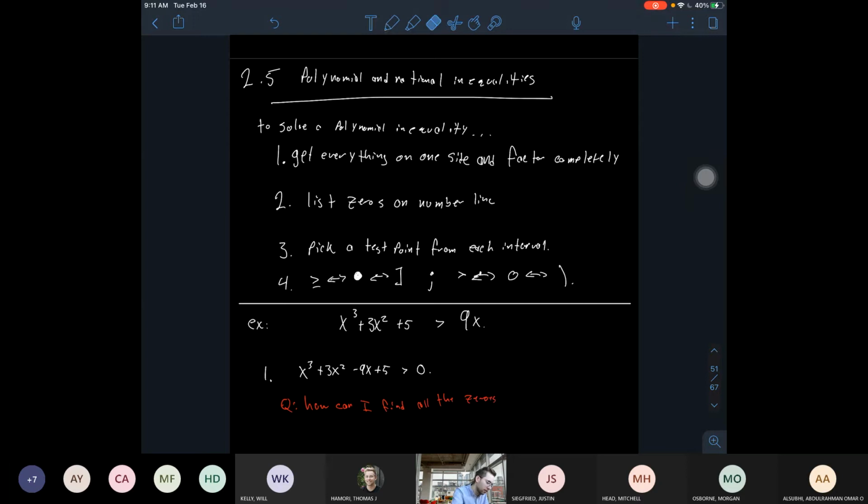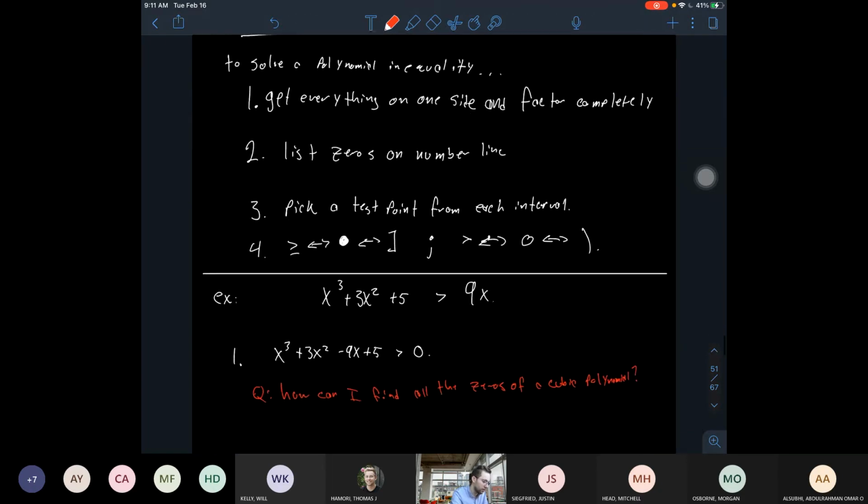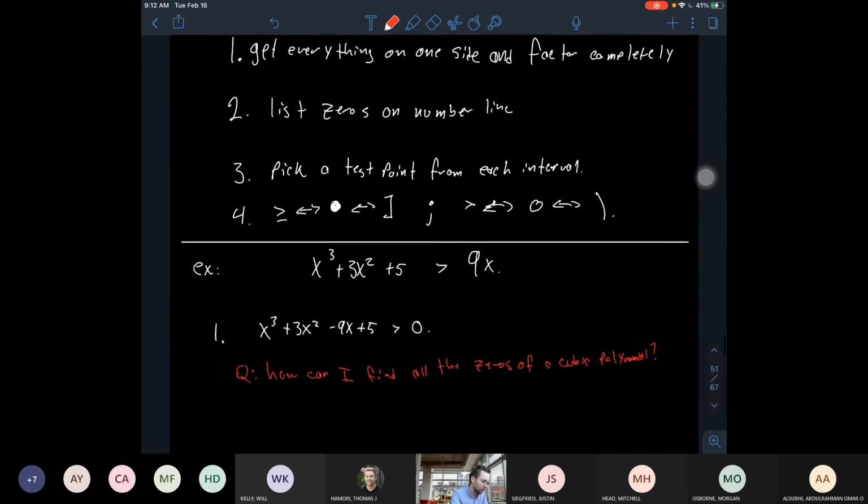All the zeros of a cubic polynomial. Did we learn any way that we could do that? We know how to find the zeros of a quadratic polynomial, right? We could use the quadratic formula, or we could factor. What about a cubic one? Here I have something of degree 3. How do I handle something like that?